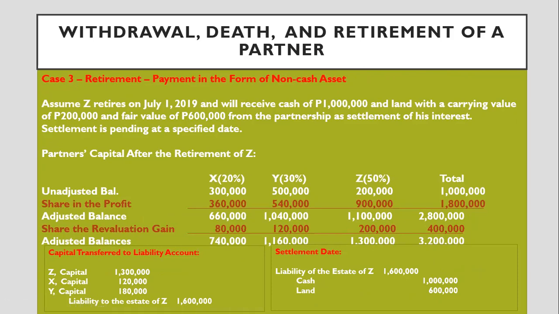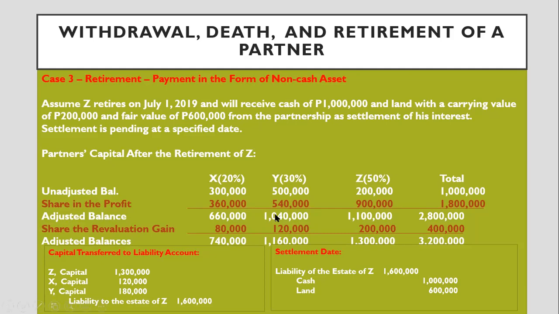Okay, retirement payment in the form of non-cash asset. What happens here? Assume Z retires on July 1, 2019 and will receive cash of 1 million and land with a carrying value of 200,000 and fair value of 600,000 from the partnership as settlement of his interest. This is the same problem as the one I discussed previously. But what happened here is that the settlement is pending at a specified date. Meaning Z was not paid during his retirement. The settlement is pending.